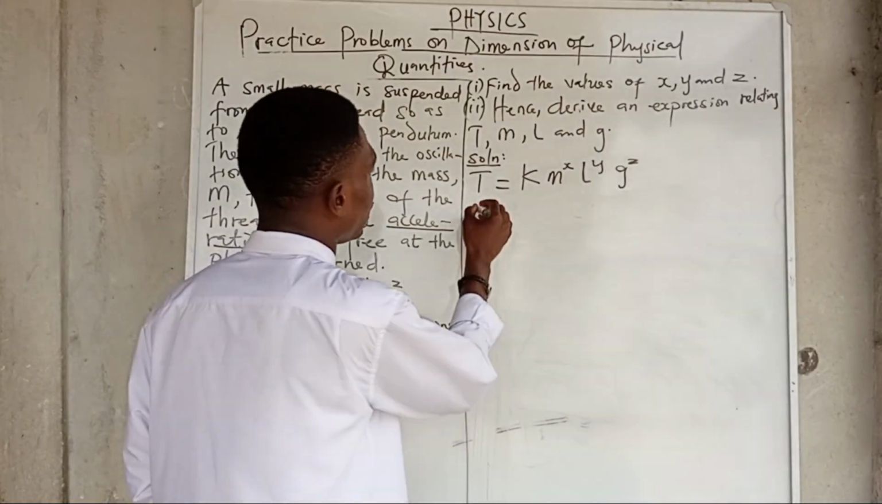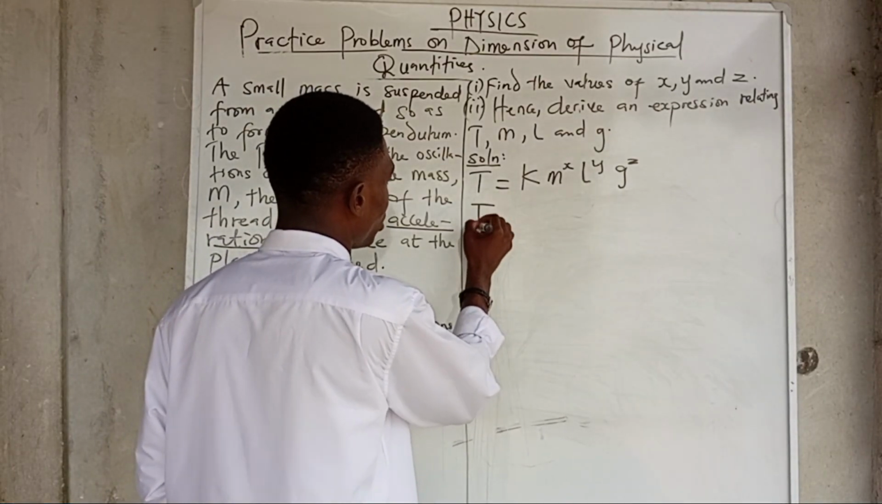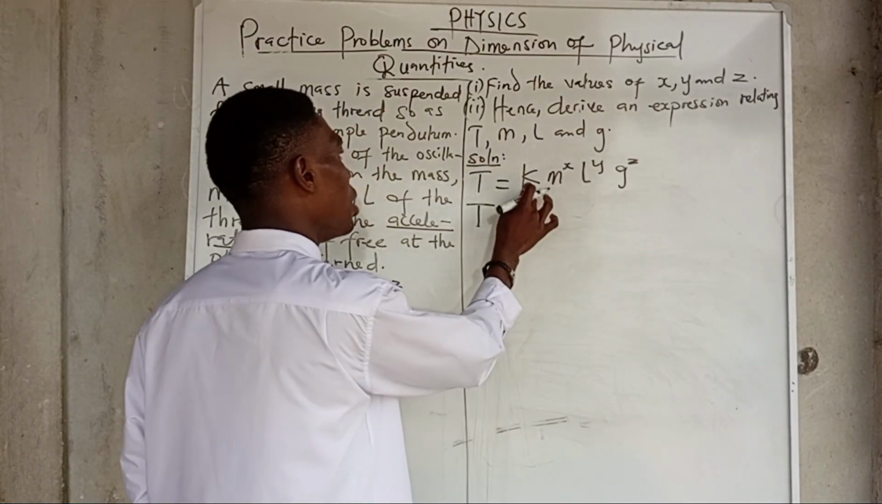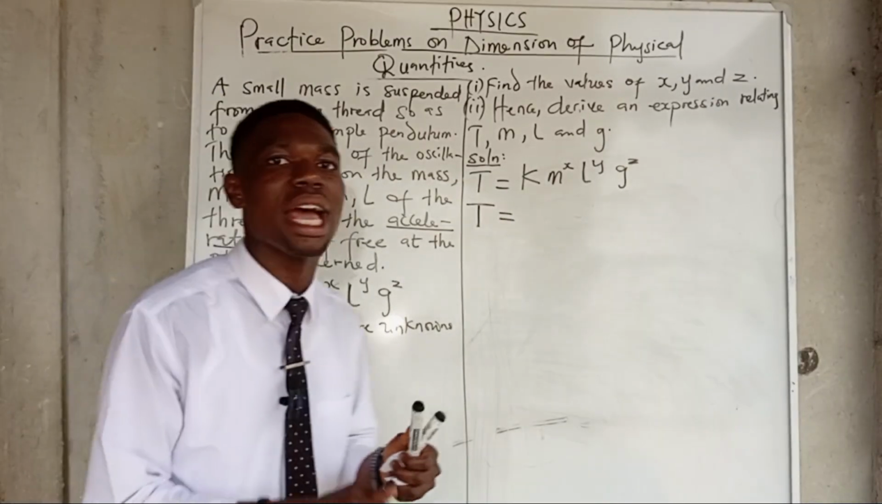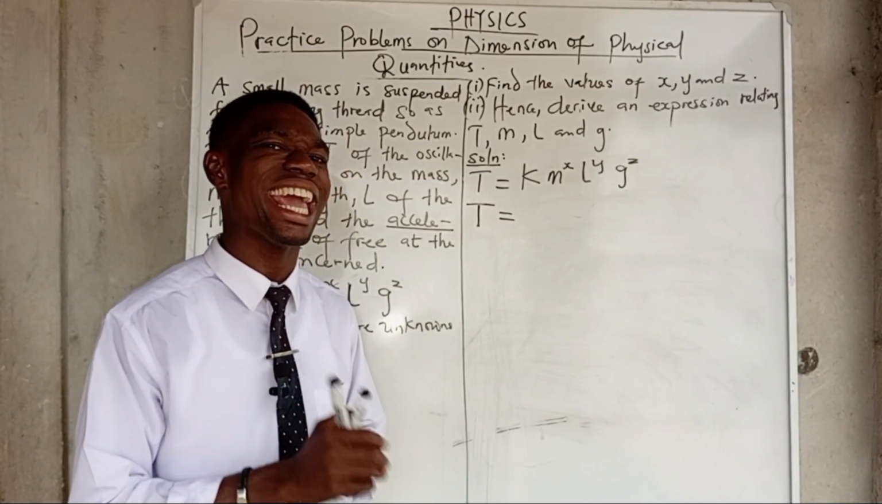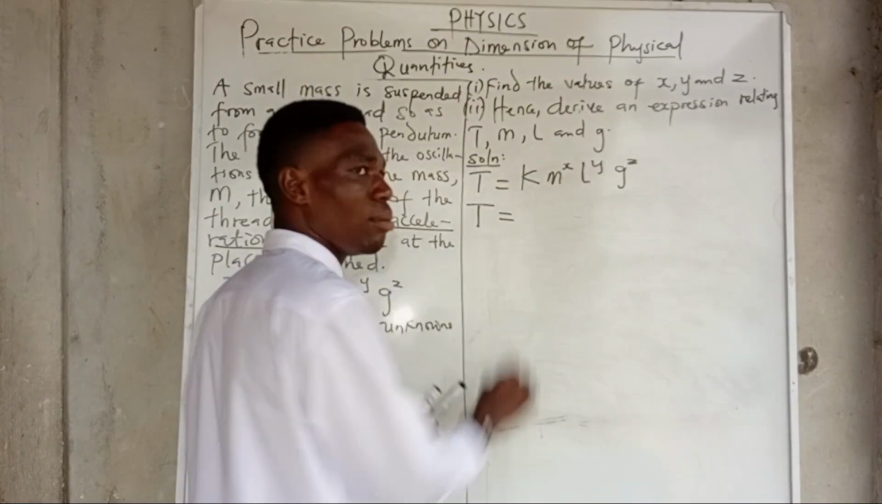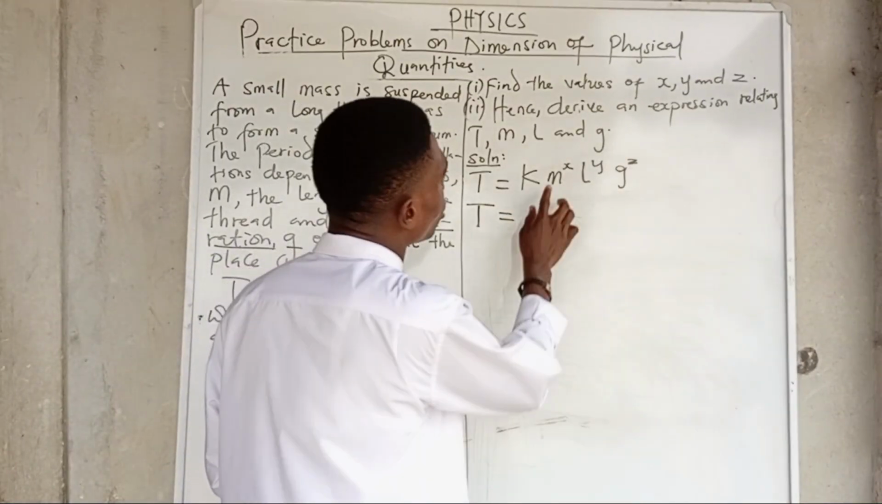So the dimension of period t is capital T. Are we together now? Equal to k is a constant. We are told that k is a constant, and every constant does not have a dimension. So I will not bring in k because it is dimensionless. Now I'm going to write now that what?